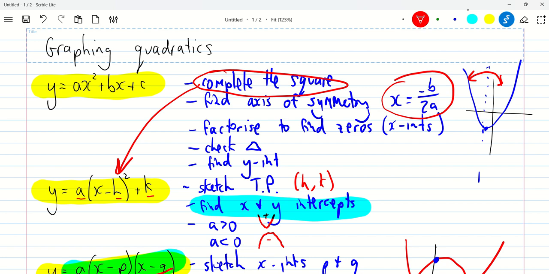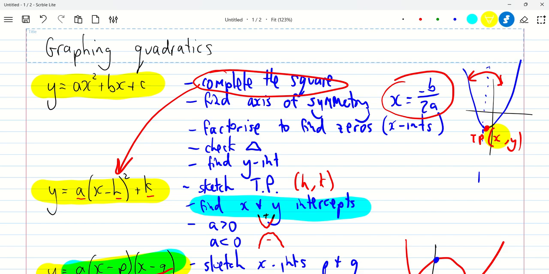And once you've got that axis of symmetry, that actually gives you the x value of the turning point. So if your turning point is (x, y), then that x value is that there, okay? So that tells you one thing. So you can find the axis of symmetry. Once you've found that, you can substitute that x value into the equation and you can find the y value. And so you can get the turning point from there.